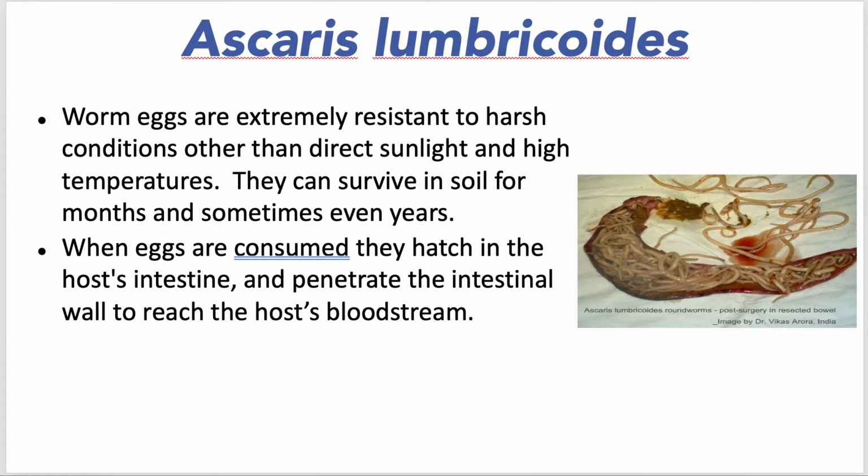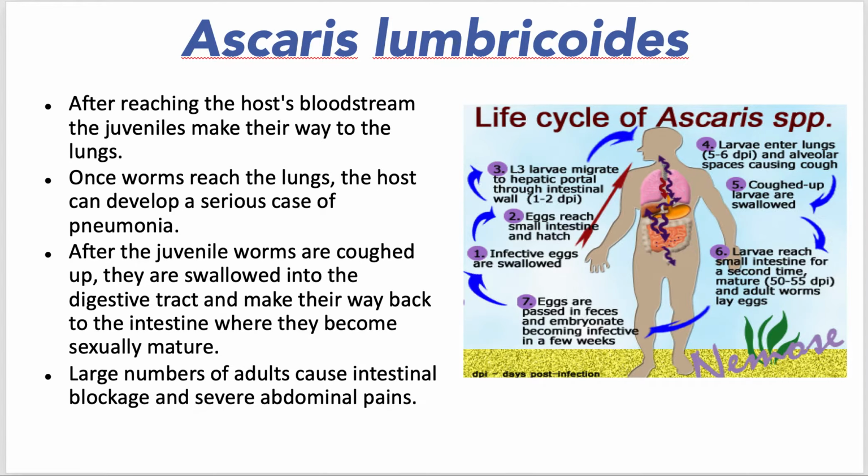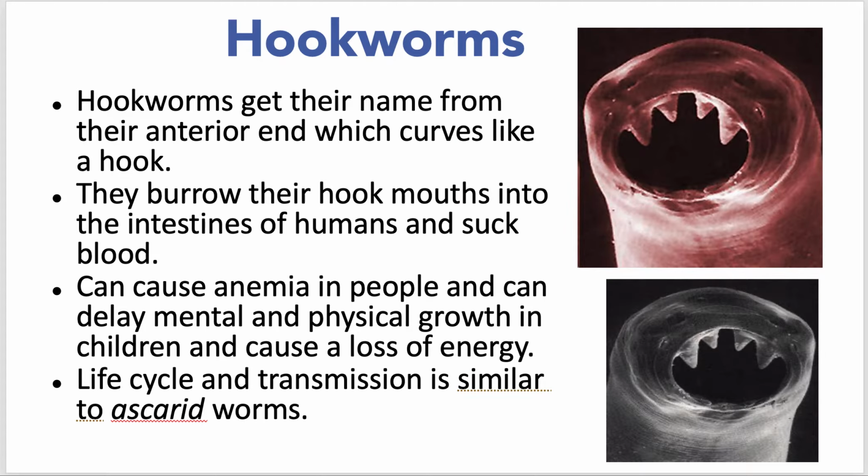When the eggs are consumed, they hatch in the host intestines and penetrate the intestinal wall to reach the host bloodstream. Right? Then, after reaching the bloodstream, they'll make their way into the lungs, and once the worms reach the lung, the host can develop a serious case of pneumonia. So, after the juvenile worms are coughed up, they're then swallowed by the digestive tract and make their way back to the intestines where they become sexually mature. And then large numbers of the adults cause intestinal blockage and severe abdominal pain. So, they just kind of go through this cycle as they're taking over.